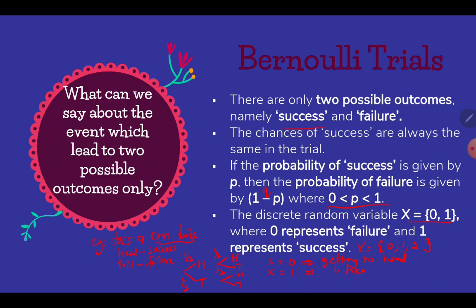Getting head once from the two tossing, x equals 2, getting head twice from the two trials. So basically this is what we call getting no head, so we get tail and tail. Getting head once, so whether we get head and tail or tail and head, and getting head twice is getting head, head. Okay, so this is what we've learned in probability in mathematics. Okay, next.